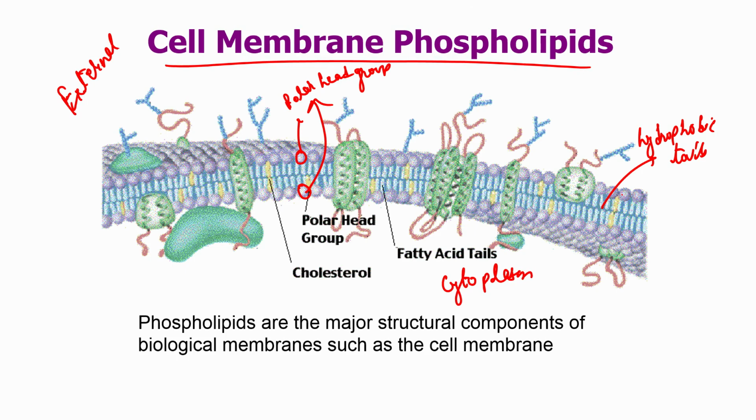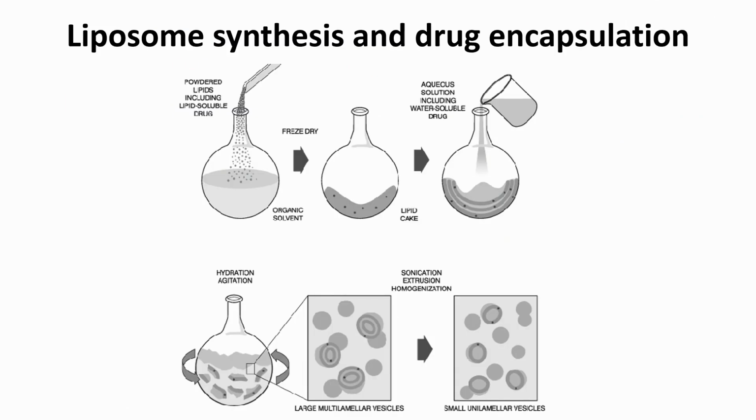So, you can extract these phospholipids out from the cell and use that to make liposomes. Essentially, you are using the same material that the cell itself has. So, they are extremely biocompatible in that scenario. And here is basically how the synthesis process typically goes on.